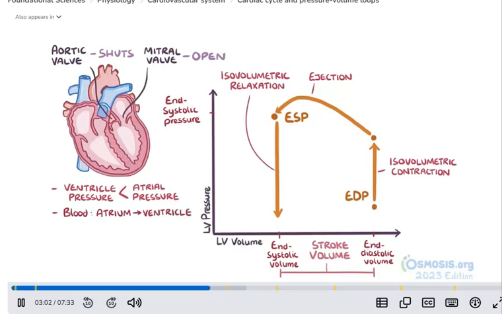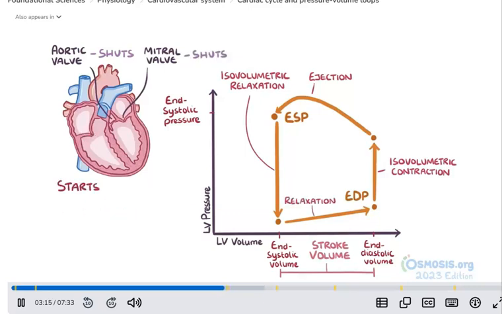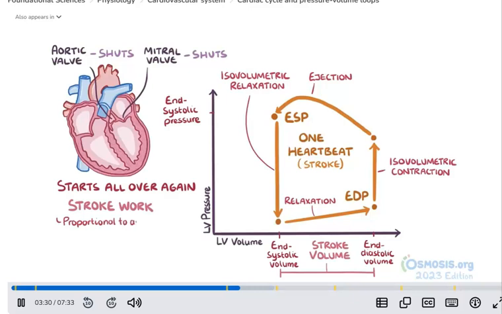As the ventricle fills up with blood, the volume rises back to what it was at the end diastolic point, but the pressure only increases a little bit. This relaxation phase goes on until the mitral valve shuts, and then the loop can start all over again. All of this happens during just one heartbeat, and with every heartbeat, or stroke, the heart is doing work, and that is called stroke work, and it's proportional to the area inside the loop. In other words, the bigger the loop and the more area inside of it, the more stroke work is being done.